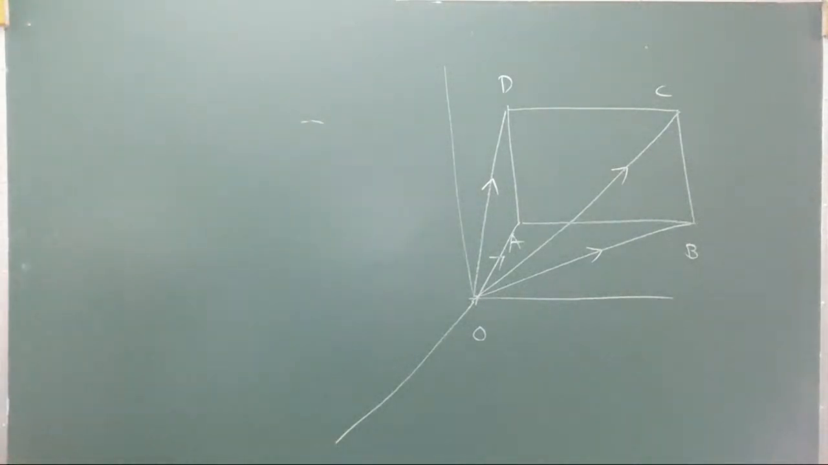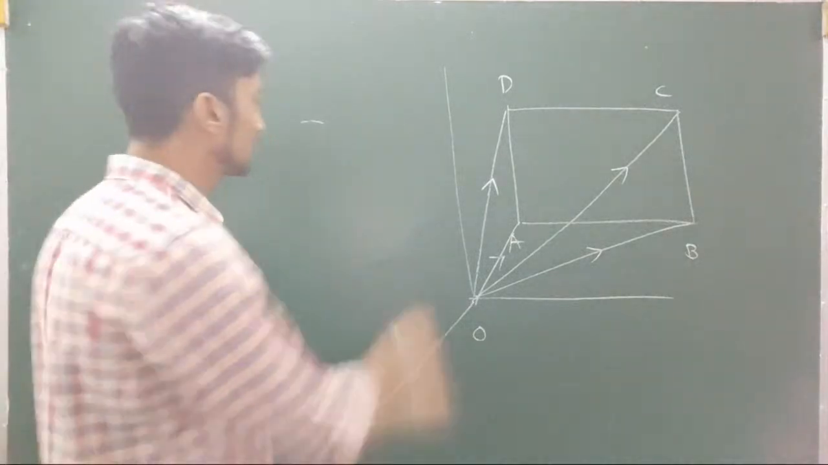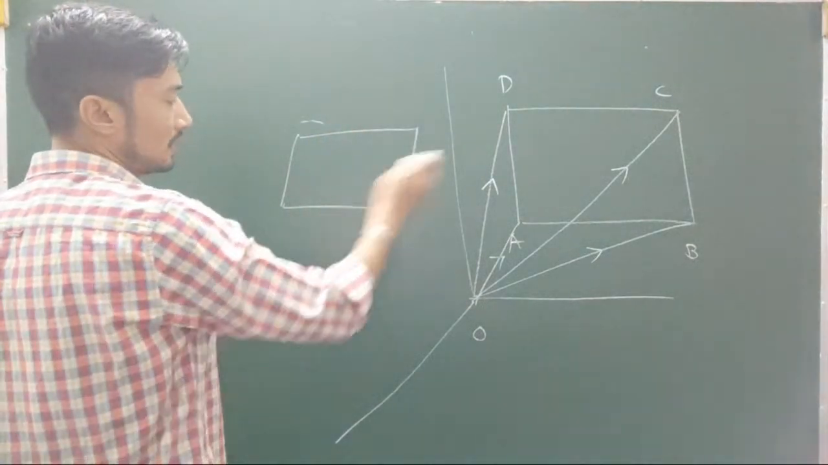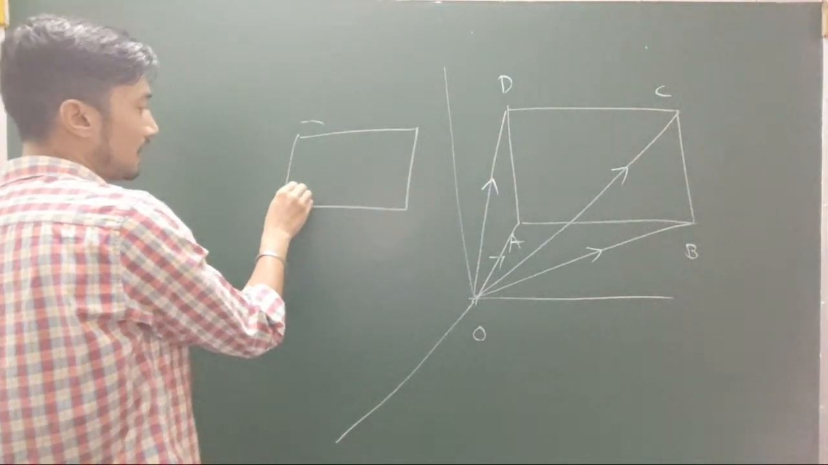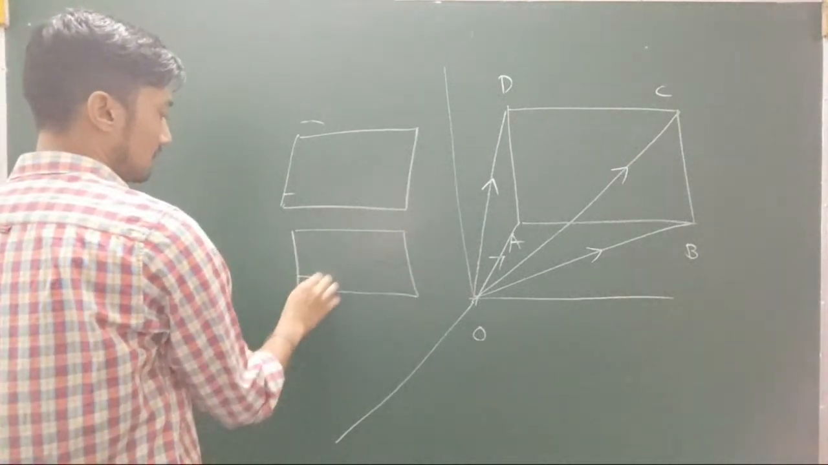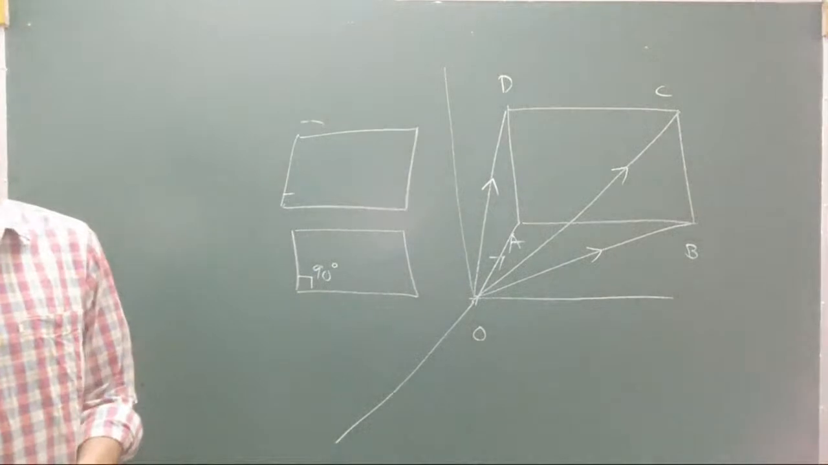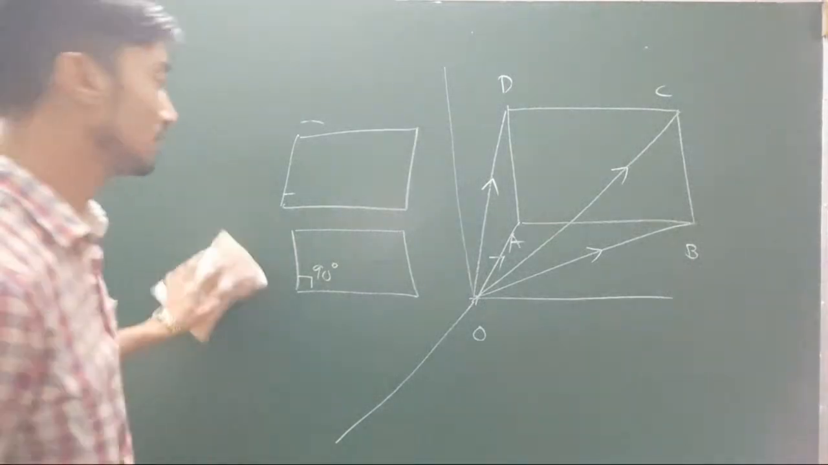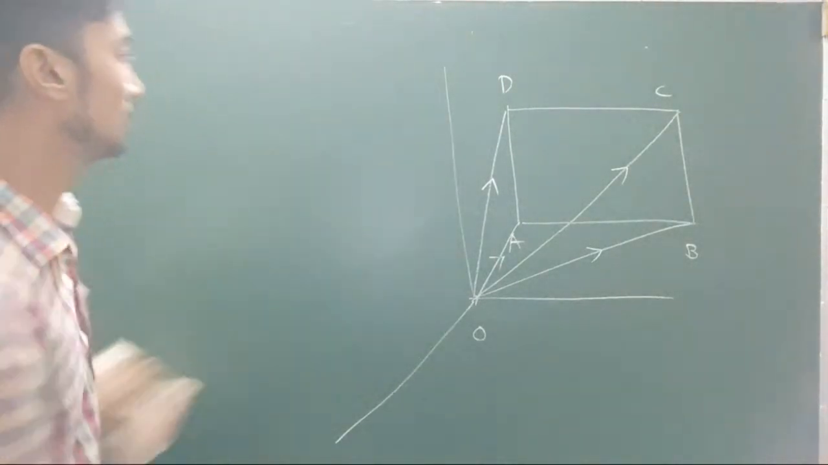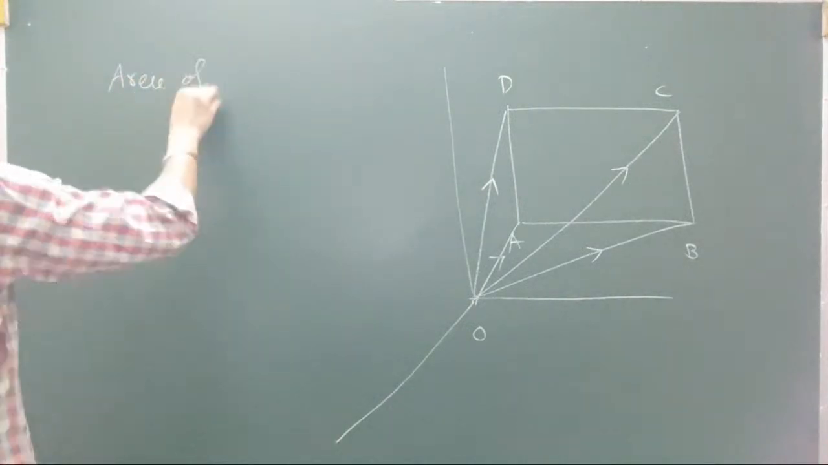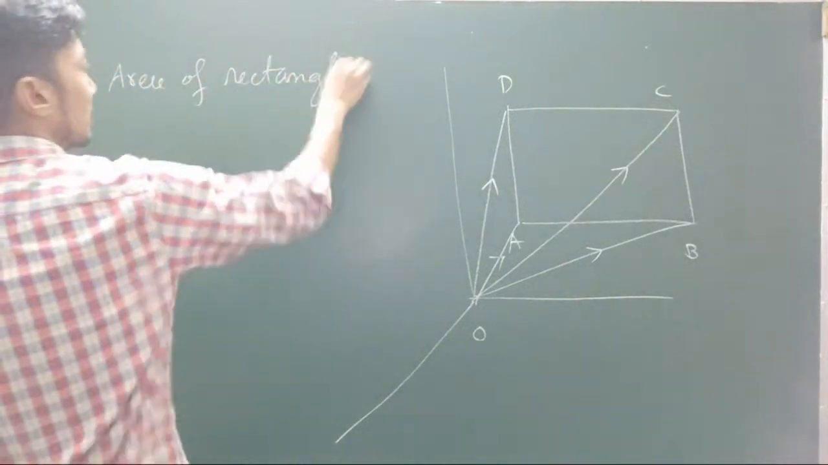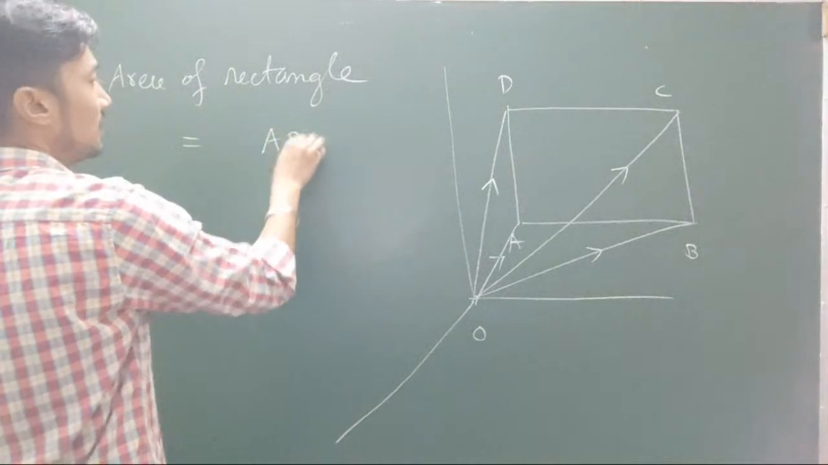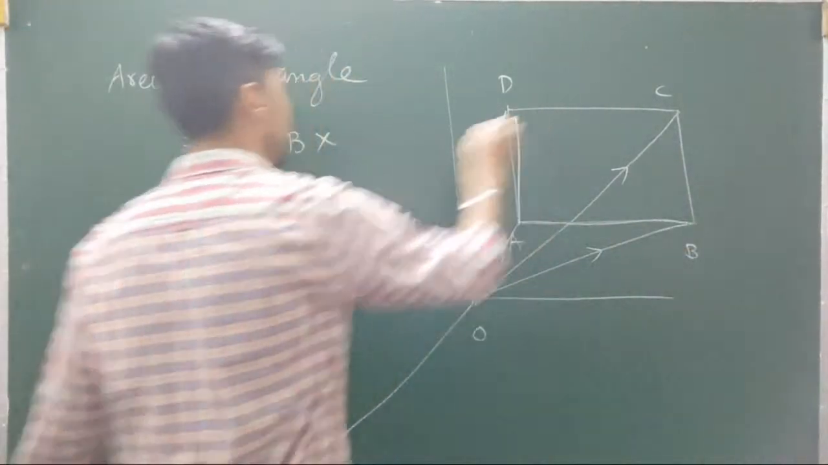See, area of a rectangle is also a special case of a parallelogram, isn't it? In a parallelogram also opposite sides are equal. Just that in a rectangle, the angle between any two adjacent sides is how much? 90 degrees. That's the only difference. So we can just use the same formula for a parallelogram also, considering it as a special case. So we'll have to go for the area of rectangle. Area of rectangle would be product of any two adjacent sides. So if you go for AB, it should be AB cross AD.